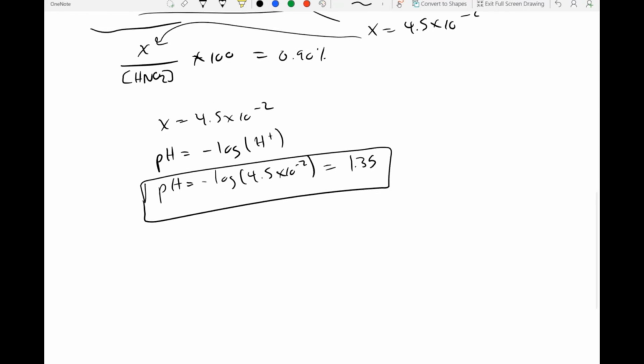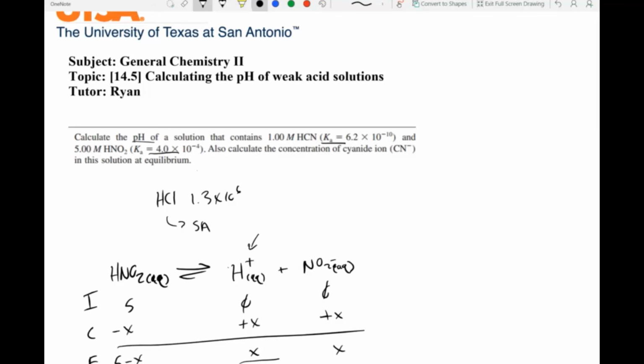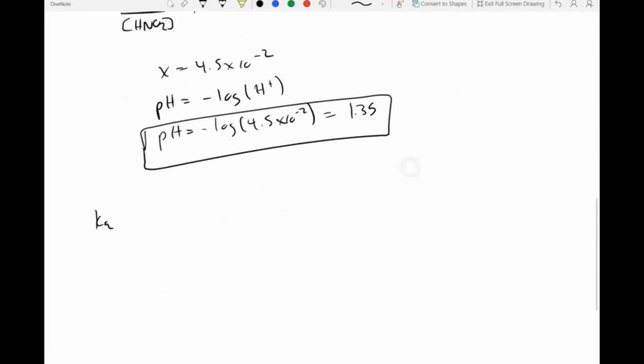Now the second part of this problem wants us to calculate the cyanide ion at equilibrium. By doing that, let's get the K value of your HCN that was given to us in the problem statement. It's 6.2 times 10 to the negative 10. And we know that Ka equals your H plus, and in this case CN minus, your cyanide, over the concentration of HCN.